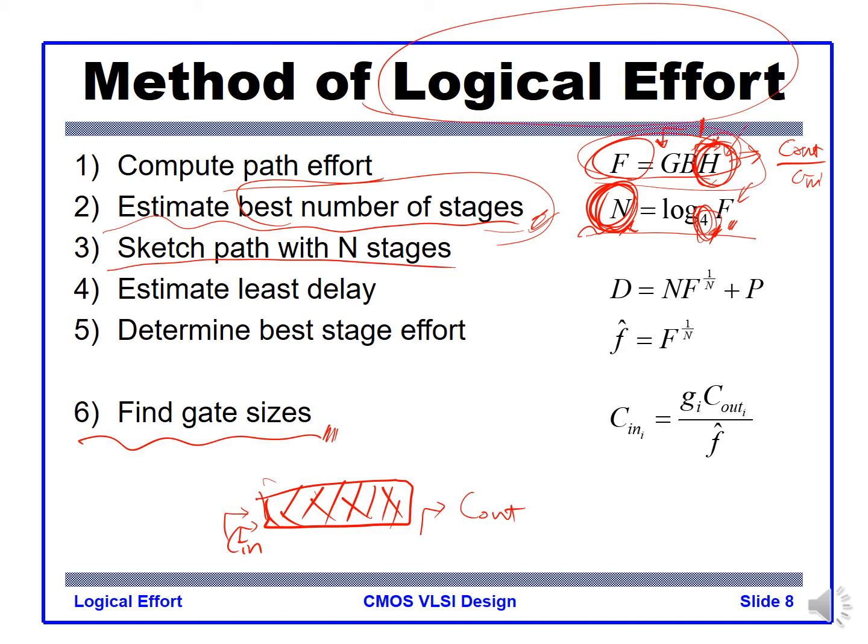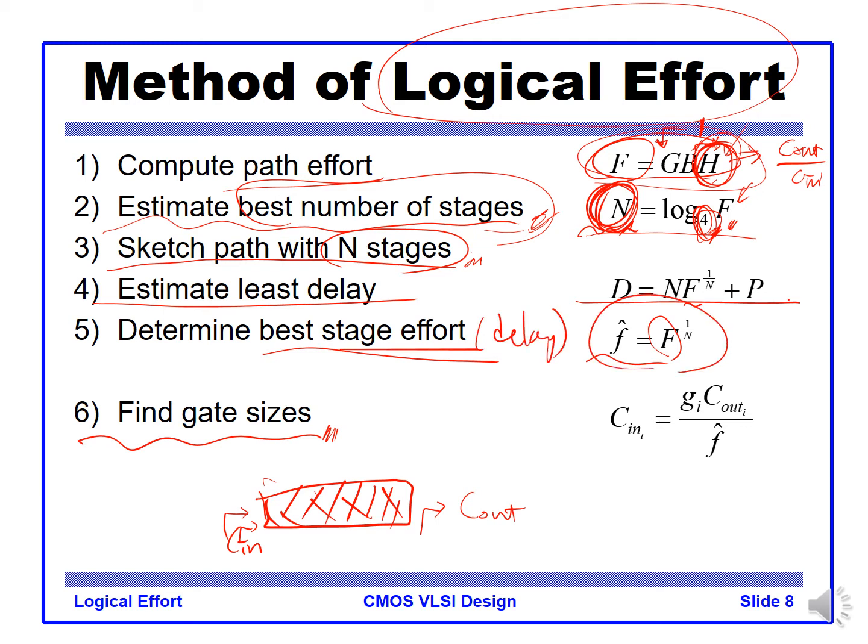So now we accurately draw the N stages of the logic gate, and if we know the logic gates, then we can calculate the least delay. Once we calculate F, we can find the best stage effort, meaning the best stage delay. Using that number, we can backward calculate each stage's input capacitance. That gives us the device sizes.